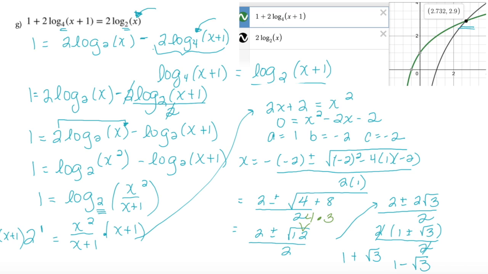So 1 minus the square root of 3 is not in our domain, so the only valuable solution is 1 plus the square root of 3, which is in the exact form, and the approximate answer, or our rounded solution, is 2.732. So that had a lot going on in there.